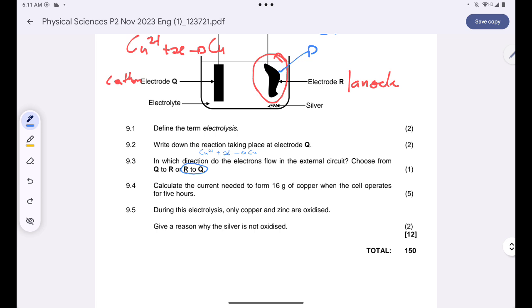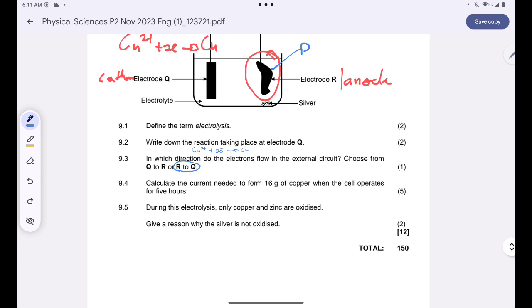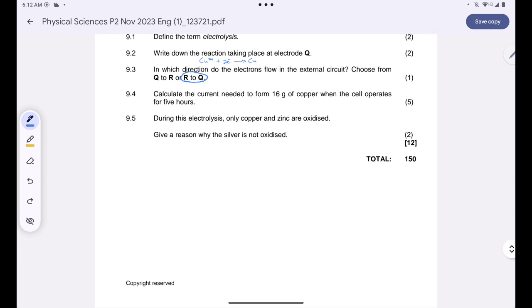And for me to find the number of electrons which are transferred, I must know the number of moles of electrons which have been transferred. So how can I do that? Okay, since I'm told that only 16 grams of copper will be formed in 5 hours, I know that I can calculate the number of moles for copper. The number of moles is simply mass over the molar mass, right?